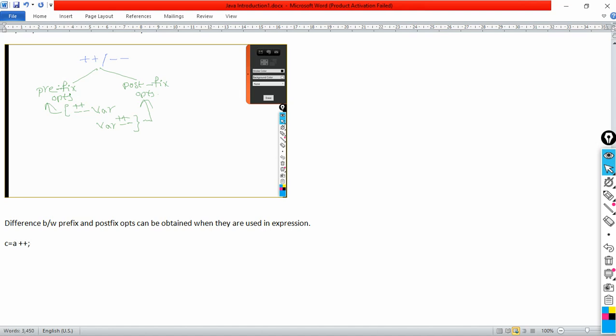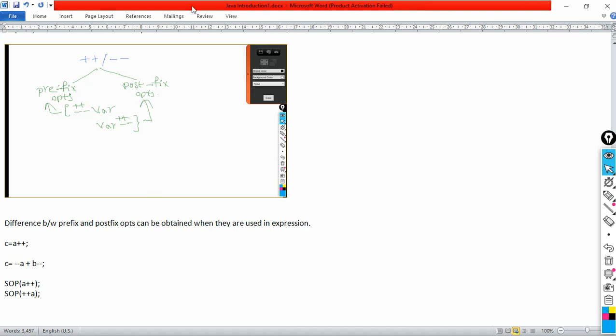So if you use the operators inside the expressions like this, like c is equal to a plus b, in the formulas, that is called an expression. Otherwise, if I write System.out.print, shortcut sop, then there will be a difference between prefix and postfix operators.